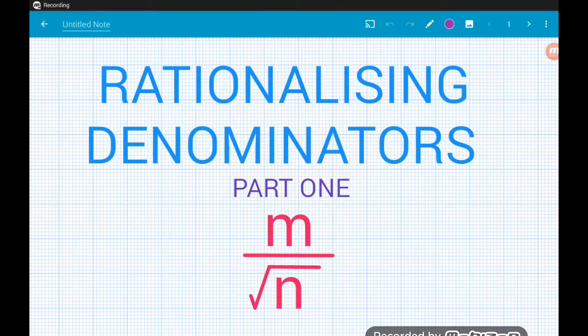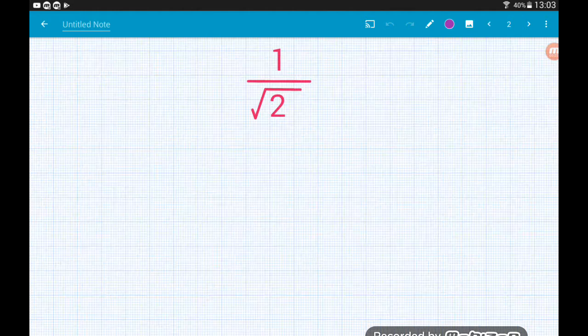Guys, in this video we're going to be taking a cheeky peek at how to rationalise denominators. In this video we're only going to have a single term on the bottom of the fraction, in the denominator. Part 2 will be about trickier ones where we have two terms on the bottom. So let's get cracking.